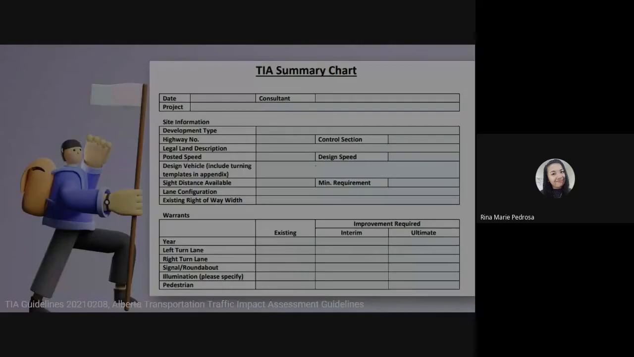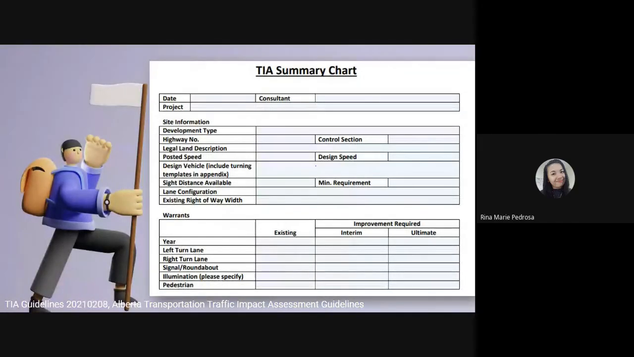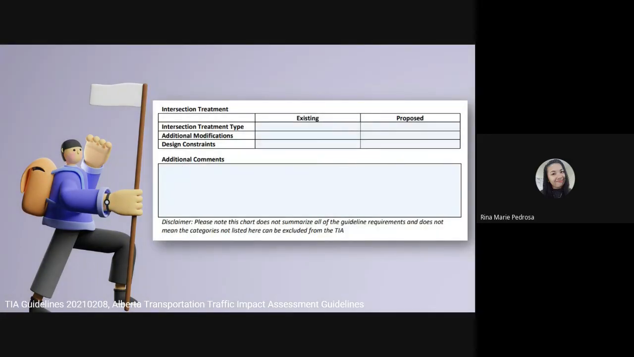So here is the TIA summary chart. So you can see there the date, the consultant, the project. You also have there the site information. What is that? The development type, highway number, legal land description, posted speed, and so on and so forth. Then you also have there the warrants: year, left turn lane, right turn lane, signal or roundabout, illumination, pedestrian. Another box would be the intersection treatment. So you have the intersection treatment type, additional modifications, and the design constraints. So for your additional comments, you have it here. So that is an example of a TIA summary chart.